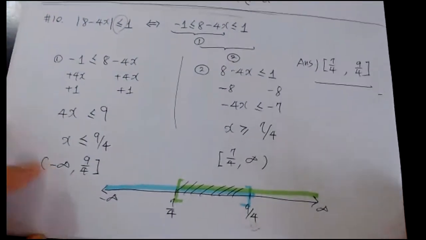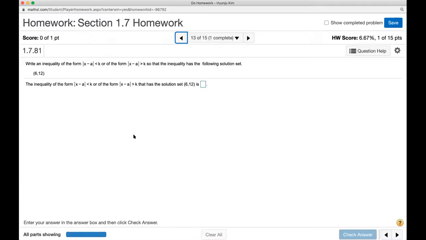Okay. Now, let's see problem number 13. Write an inequality of the form absolute value of x minus a is less than k, or of the form absolute value of x minus a is greater than k, so that the inequality has the following solution set: 6, 12.